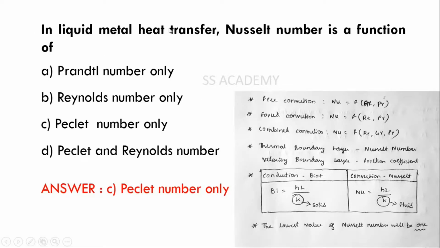So for liquid metal heat transfer, it is a forced convection, so the Nusselt number is a function of Reynolds number and Prandtl number. And a very important point is why it is defined as Peclet number. Peclet number is the product of Reynolds number and Prandtl number. So that's why option C is correct here.